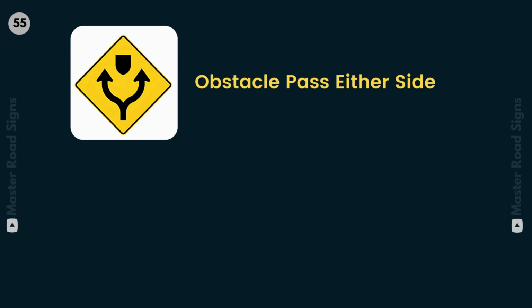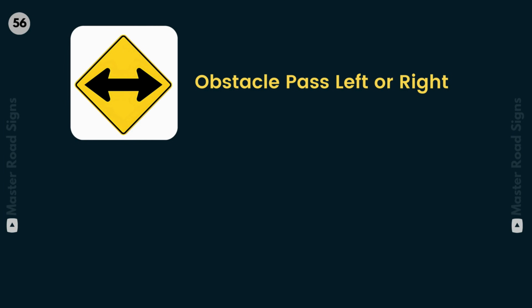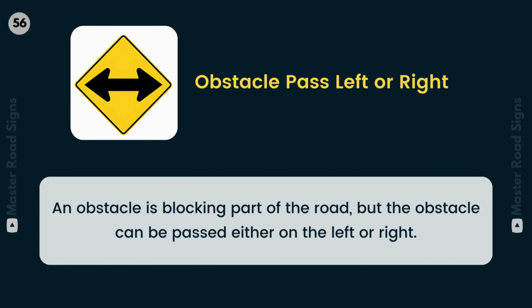Obstacle. Pass either side. An obstacle is blocking part of the road, but drivers can pass on either side. Obstacle. Pass left or right. An obstacle is blocking part of the road, but the obstacle can be passed either on the left or right.